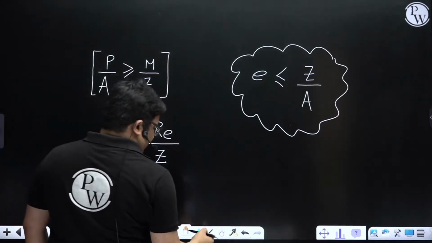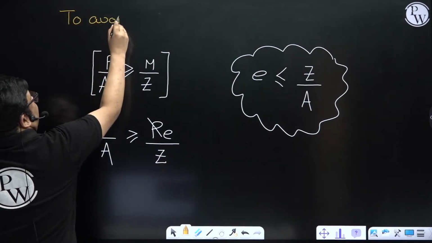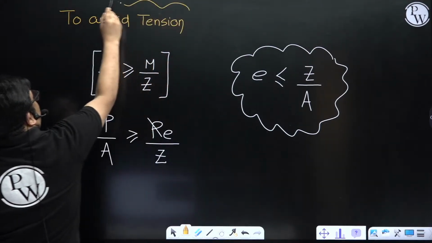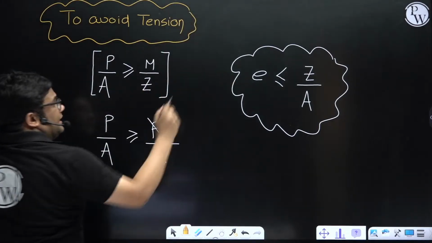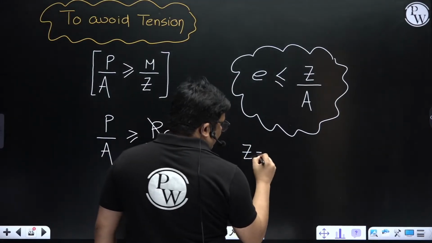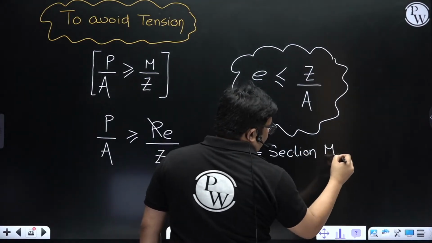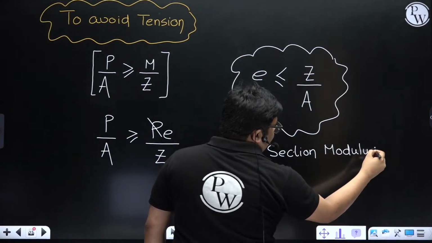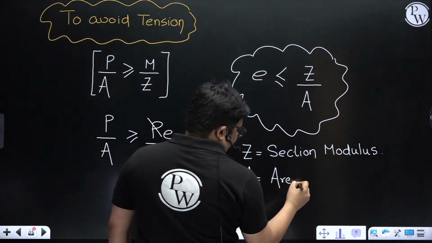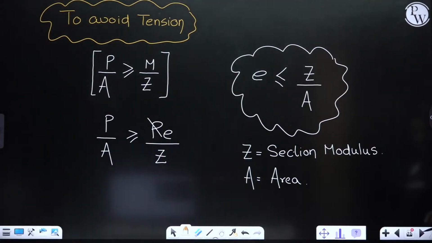So this is the condition to avoid tension in the column. To avoid tension in the column, the eccentricity should be less than Z by A. And what is Z? Z is your section modulus. We have already learnt about section modulus in the bending stress chapter. And A is your cross sectional area.